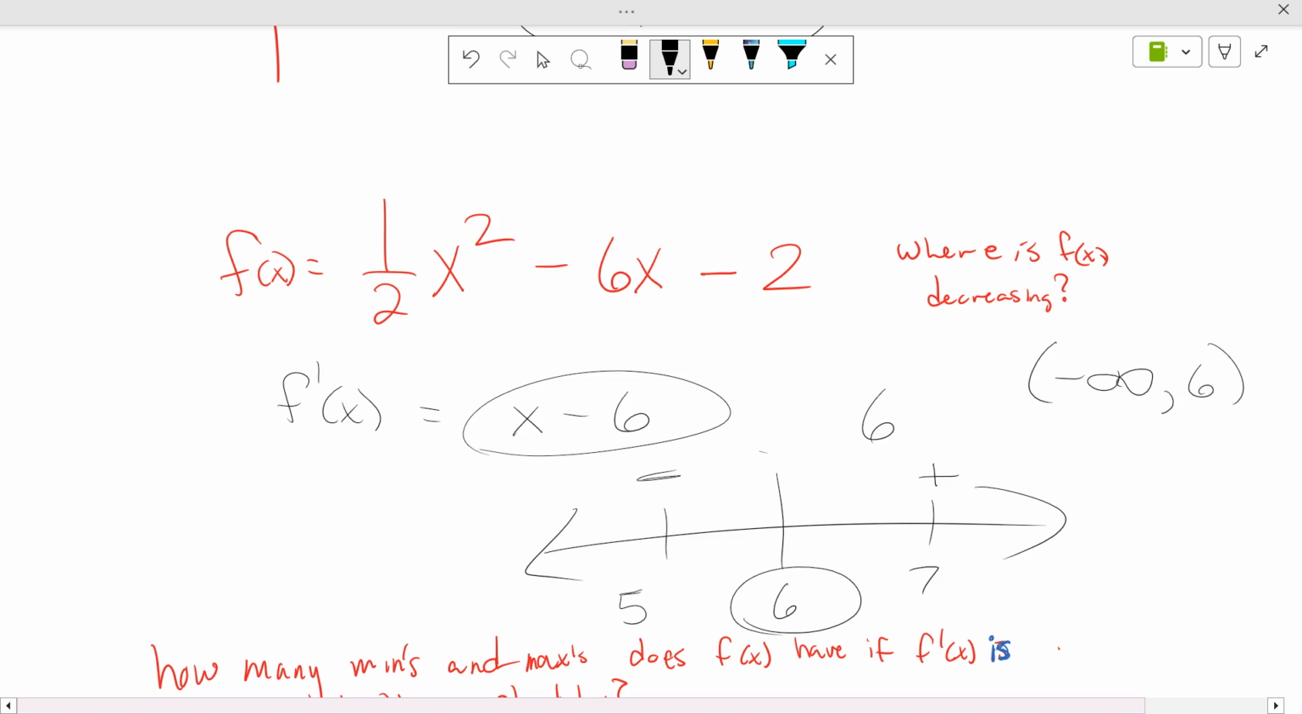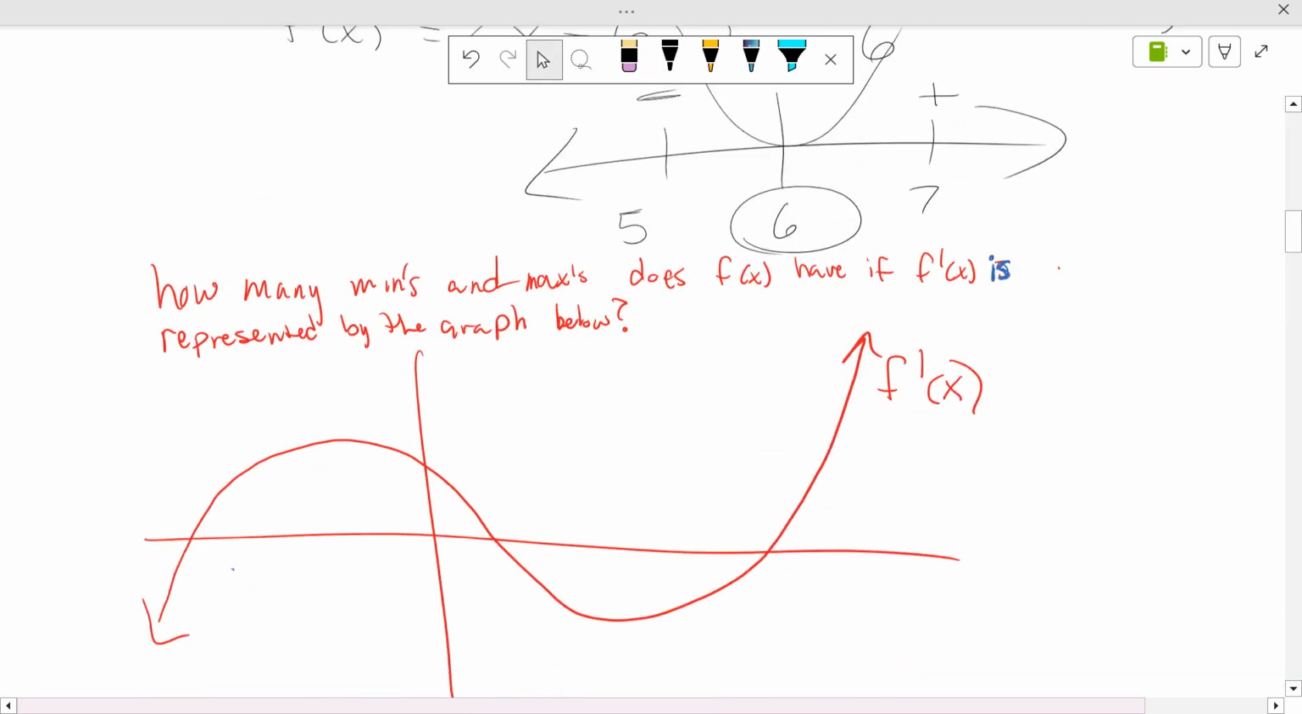It'd be a minimum because as you're coming in, you're going down. As you're leaving, you're going up. So it'd be a minimum. Okay, good job.